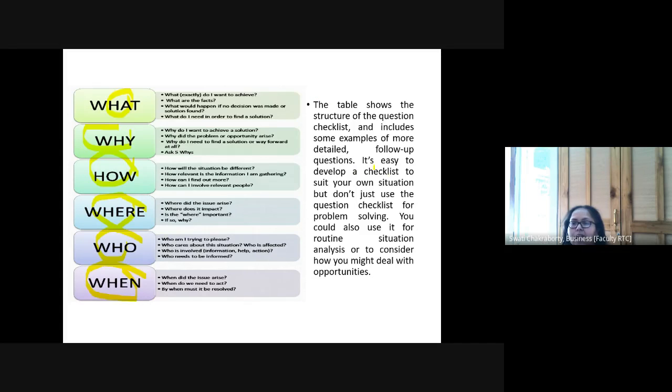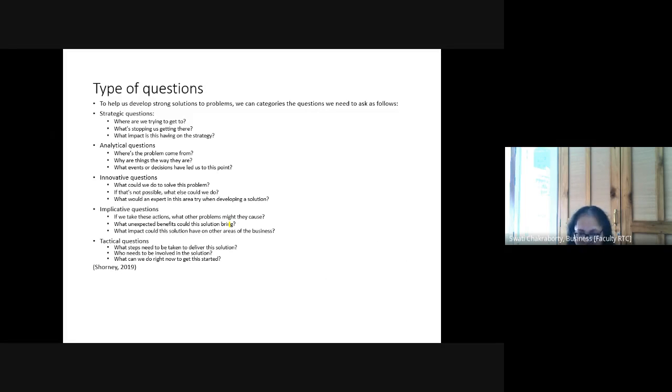So this table shows the structure of the question checklist, the different types of questions that you can ask under each of these broad categories. These are some of the examples. This will be a guideline for you to develop your questions that you may ask for your research problem or the opportunities. So, what are the types of questions that can come up? Basically, questions can be categorized.